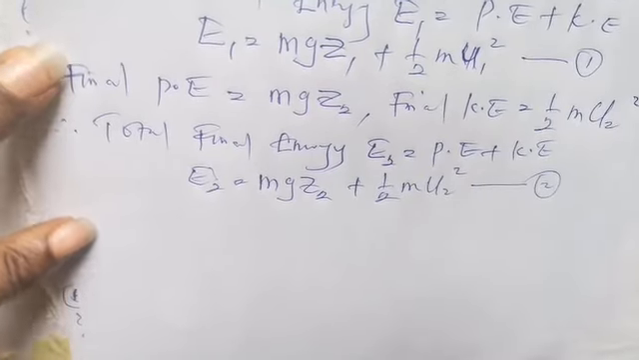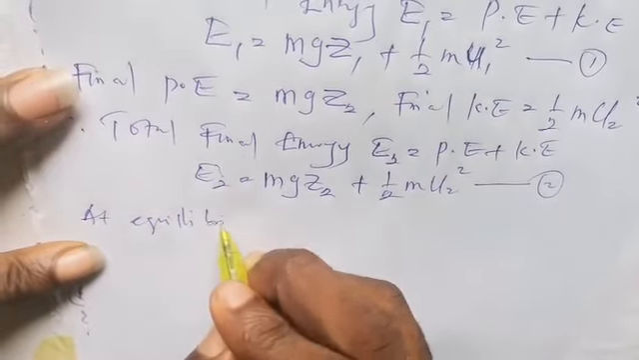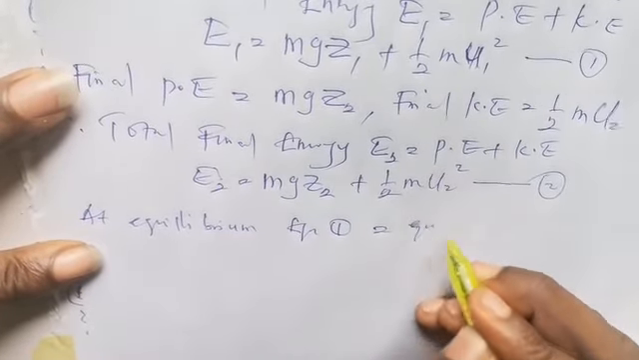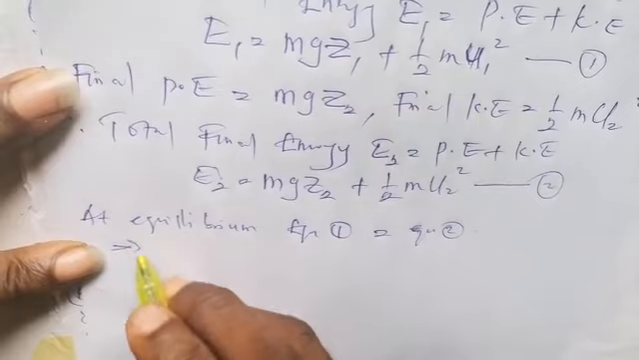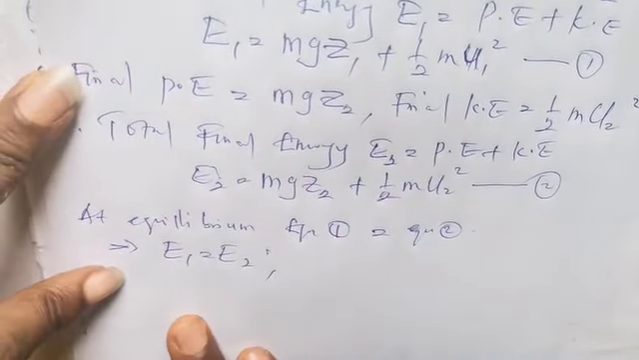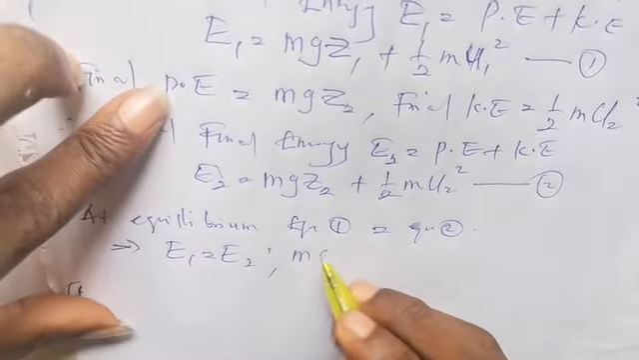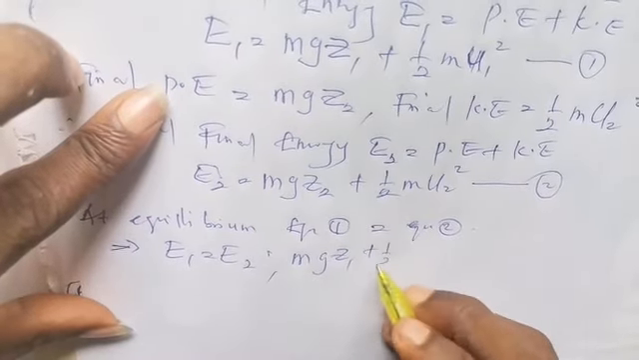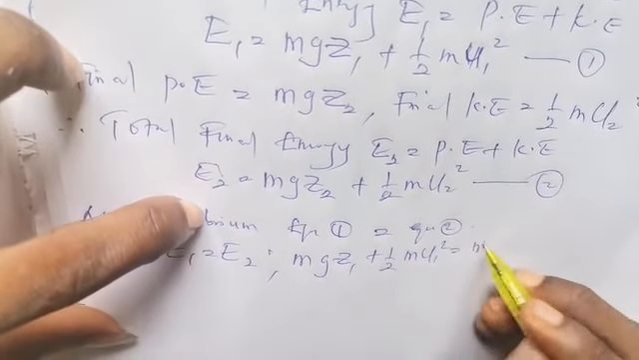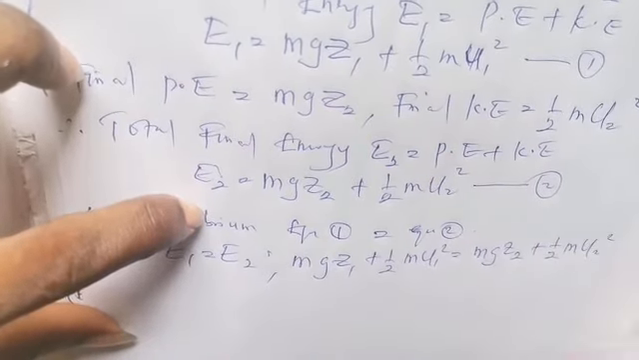Now, at equilibrium, both energies are equal. At equilibrium, equation 1 equals equation 2. So this simply implies that E1 is equal to E2. Initial energy equals final energy. And what was our initial energy? We had mgz1 plus one half m u1 squared, now equal to the final energy, mgz2 plus one half m u2 squared.